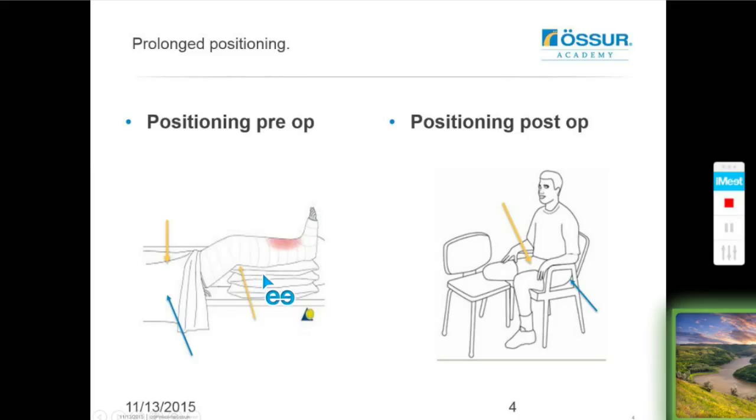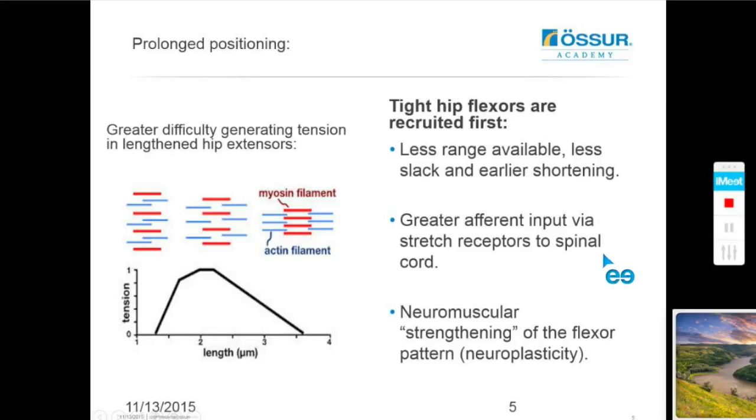Once the amputation occurs, these positions are again reinforced as the amputee is sitting in a chair, so the hip is even further flexed at 90 degrees, and the hip extensors are lengthened even more. Now, prolonged positioning, as we know, has an effect on the muscle's ability to develop tension. So a muscle that is lengthened beyond its optimal length will have difficulty in producing tension, as you can see here on the left, on the length-tension relationship of muscle.